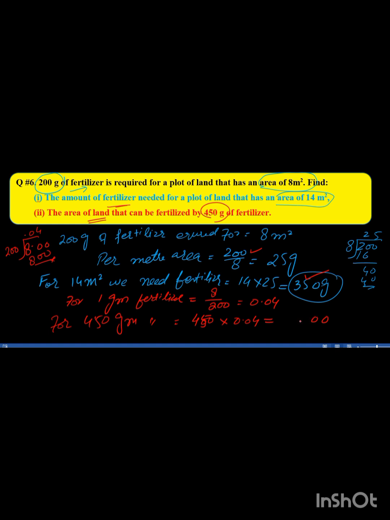400, 4 5s are 20, 4 6s are 24, and 2 is 18. So there are two digits after the 18. So your answer is 18 meter square area is required to fertilize by the 450 grams of fertilizer.